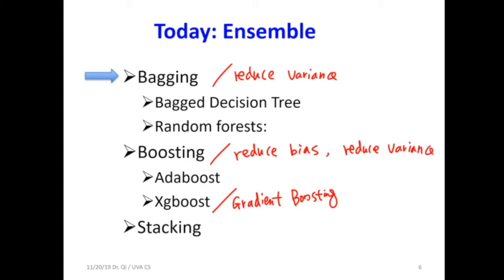Stacking is the third kind, which is more of a meta-learning framework. Stacking is more about how you blend, while boosting and bagging are more specific ways of blending, and stacking includes different kinds of ways for the blending.